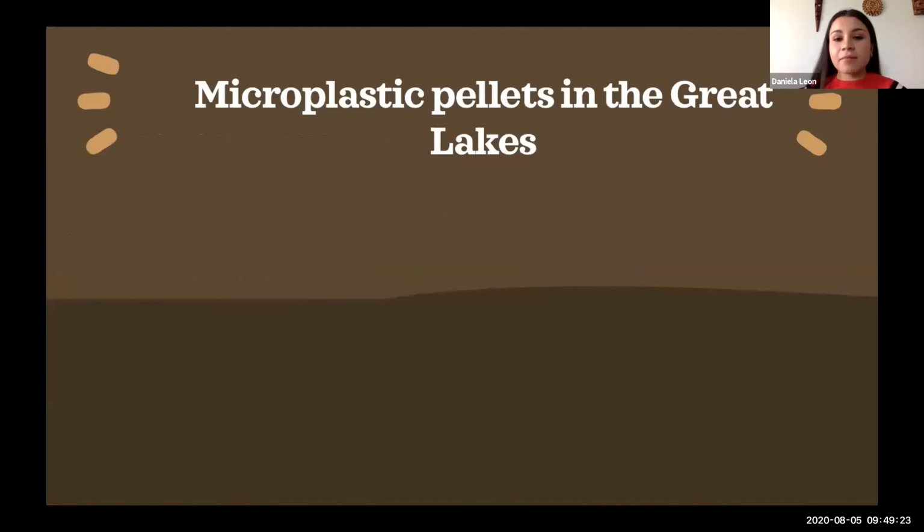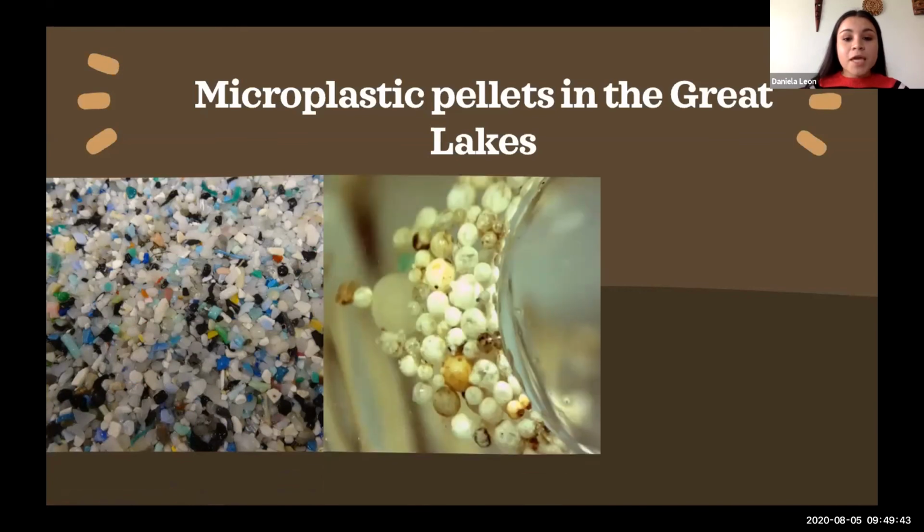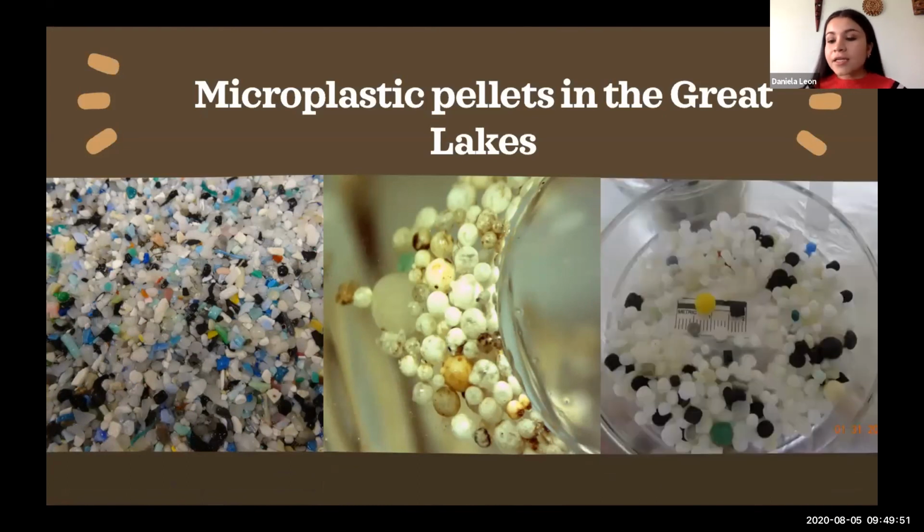In this slide, I'm going to show you some of the microplastics found in the Pacific Ocean and some microplastic pellets in the Great Lakes. In this first picture, I'm showing you the different microplastics found in the Pacific Ocean. As you can see, we have plenty of colors. In this second slide, we can see microplastic pellets, which are commonly colorless. And on this third picture, I am showing you some other type of pellets, some of which have colors. As you can see, some blue, black, and yellow pellets.